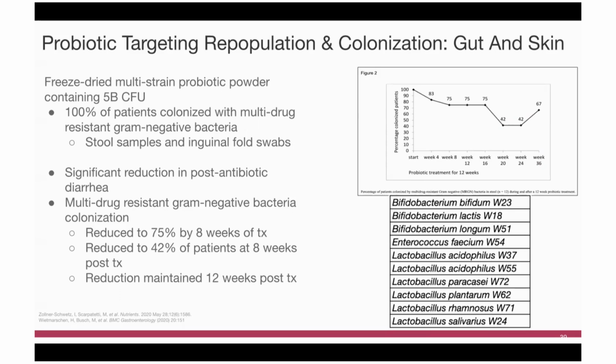The number of patients with MGRN was down 42% by 8 weeks into the treatment protocol, which is pretty stunning. And at 24 weeks, so this is 12 weeks after they stopped the probiotic, that result was still seen. So it was still seen that 42% of patients did not have the MGRN. And they didn't see an uptick in that multi-drug resistant gram-negative bacteria until week 36, which was a full 24 weeks after the treatment had stopped. And no other interventions were done.